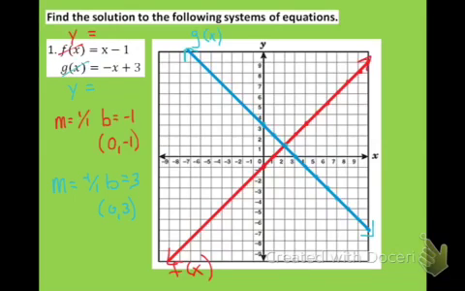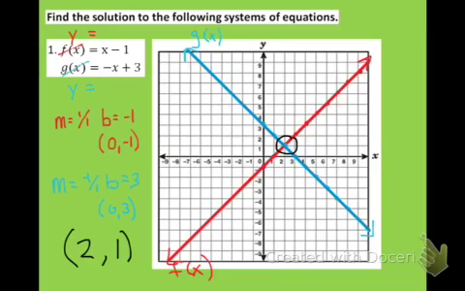Now, the important part here is figuring out what the solution is. So we look and we want to find where along those lines do they intersect. So this point right here. So we need to figure out what are the coordinates of this point right here. And in this case, it is the point forward 2, up 1. So the point 2, 1 is our solution.